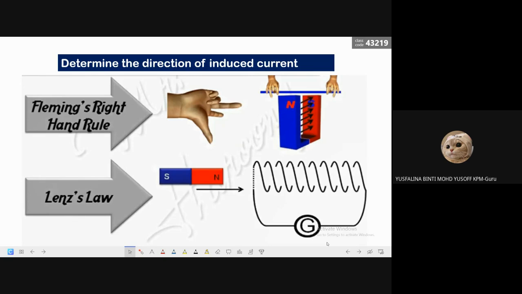But let's say in the exam diagram they put the battery there and you need to find the direction. Since they put the cell there, it is supposed to be Fleming's left hand rule. So you need to know the difference between Fleming's right hand rule and Fleming's left hand rule, and when to use each. Another one we learned about is Lenz's law.